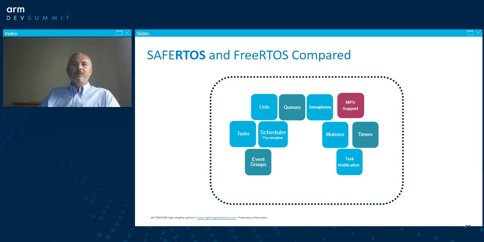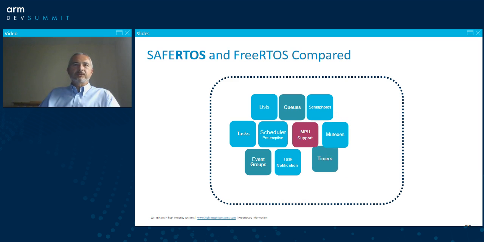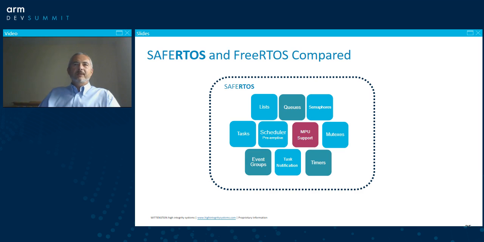So SAFERTOS looks more like this. Some things that are difficult to fit into the safety critical software paradigm have been removed. The MPU takes a much more central role in most ports, and we have a leaner and meaner API overall.